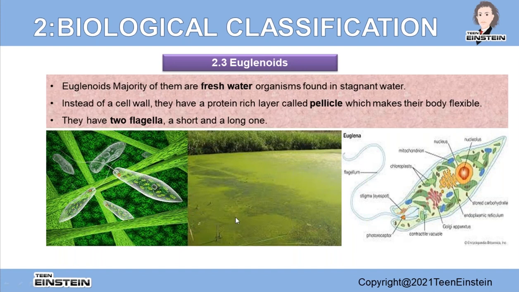They don't have a cell wall. Instead of that, they have another layer which is rich in protein. This layer is called the pellicle. That makes their body flexible. If a cell wall is there, it will be a rigid body, right? Instead of a cell wall, they have a protein-rich layer called the pellicle. And they have two flagella, one short and one long.